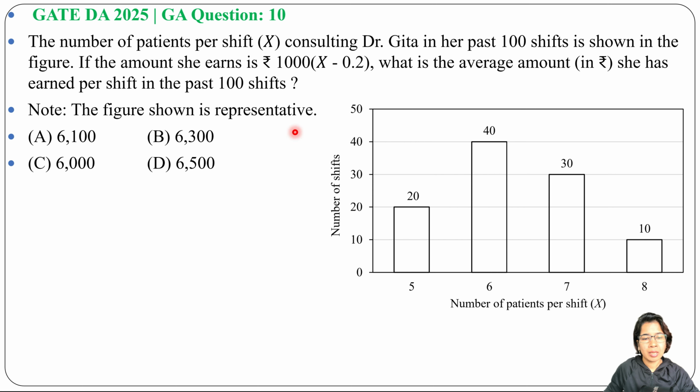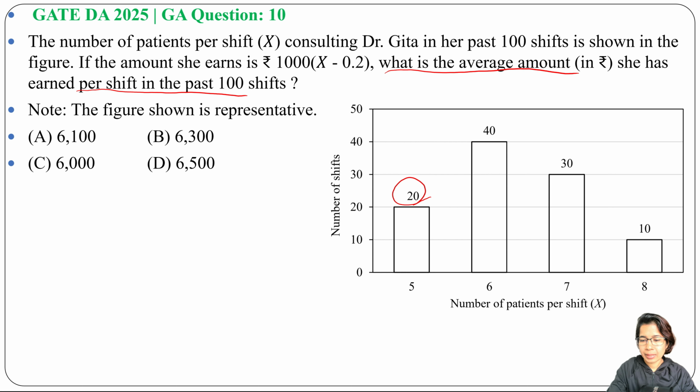This is the figure. If the amount she earned is 1000 rupees multiplied by x minus 0.2, what is the average amount in rupees she has earned per shift in the past 100 shifts? And 4 options are given. So it is asking what is the average amount she has earned per shift in the past 100 shifts.